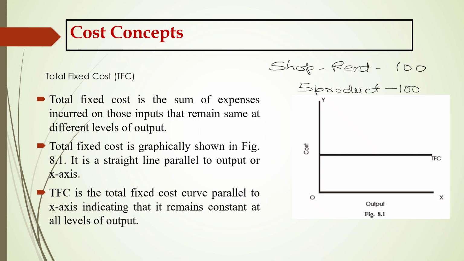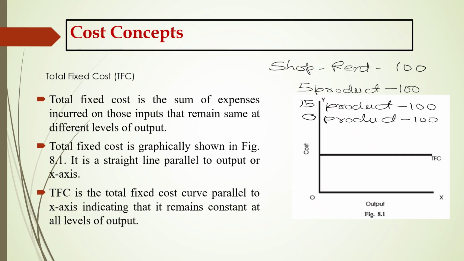If I am making 15 products in a month, how much rent do I have to pay? 100. Same rent. If I make 0 products in the month, my shop is closed. Even if my shop is closed, I have taken the shop on rent, so I have to pay 100 as rent. Rent remains the same. Rent does not change with the change in output. If I make 5 products, I pay 100 as rent. If I make 15 products, I pay 100. If I make 0 products, I pay 100.